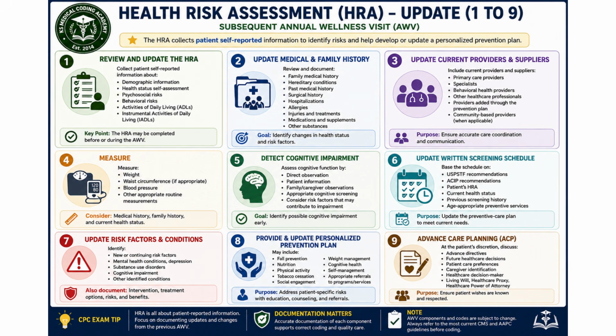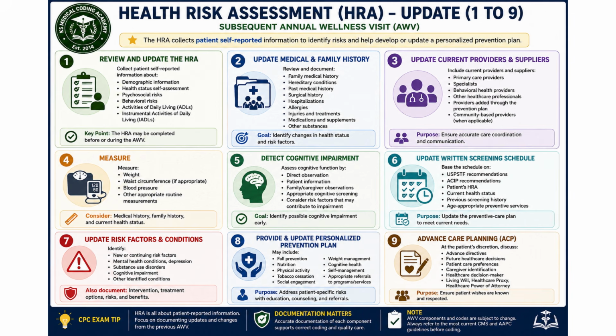Now let's review the 9 important components of the Health Risk Assessment, or HRA, update. First, review and update the HRA using patient-reported information, including demographics, health status, psychosocial and behavioral risks, and activities of daily living. Second, update the patient's medical and family history, including significant illnesses, surgeries, hospitalizations, allergies, medications, and relevant family conditions. Third, update the list of the patient's current healthcare providers and suppliers to support accurate care coordination.